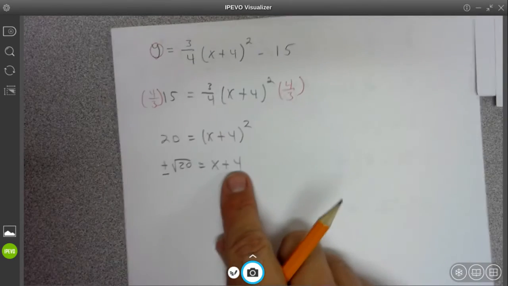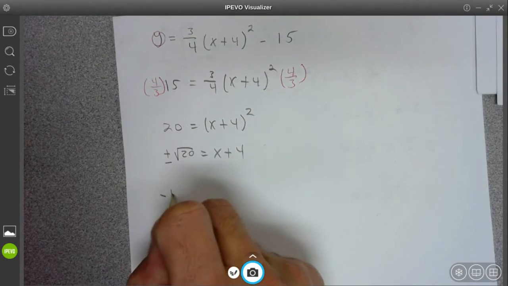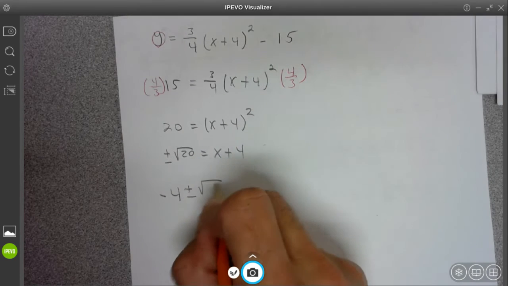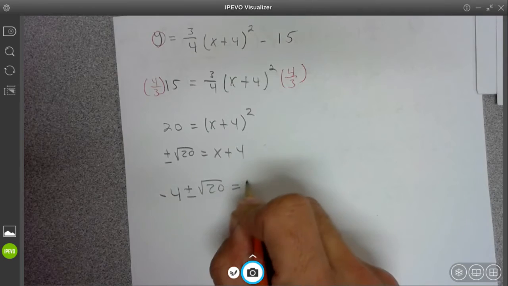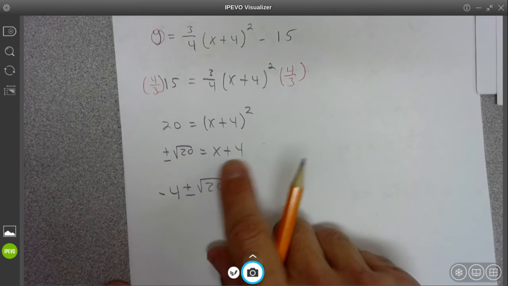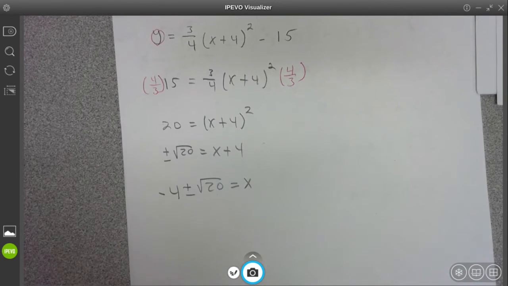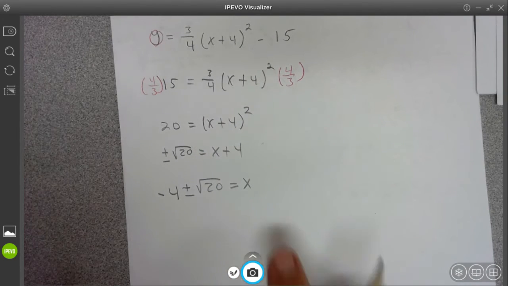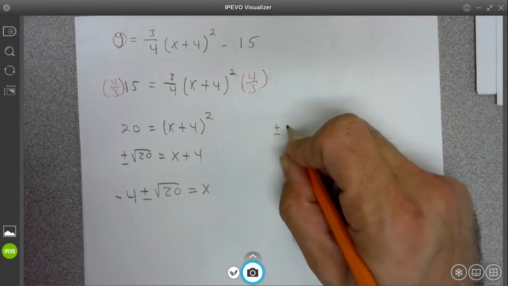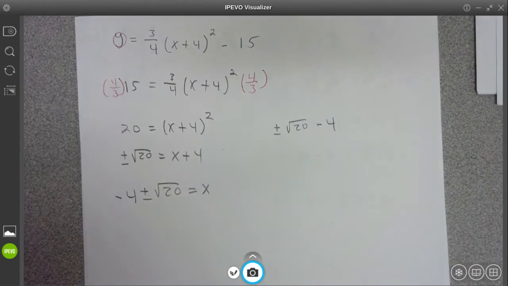And then we're going to subtract 4 from both sides. So this is going to give us negative 4 plus or minus the square root of 20 is equal to x. So you minus 4 to move that 4 over to the other side. So negative 4 plus or minus root 20. Again, if you wanted to write it the other way, it could be plus or minus root 20 minus 4. You could do it like that too.